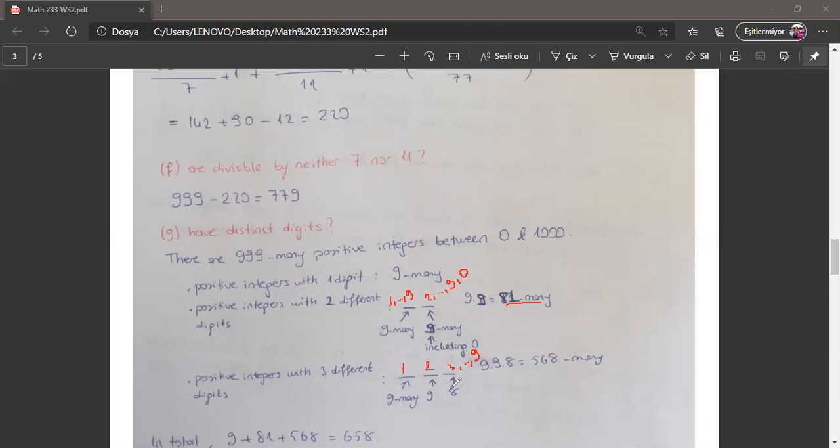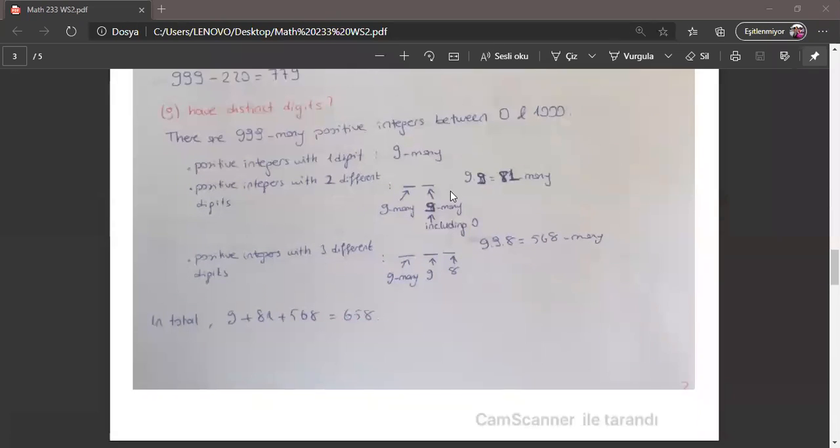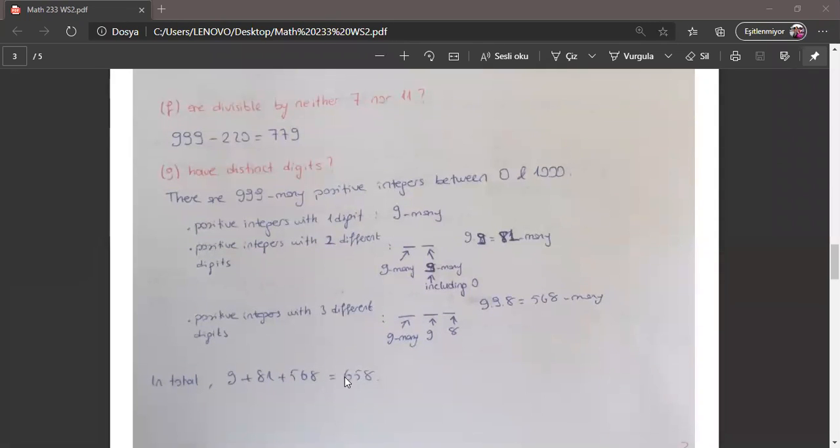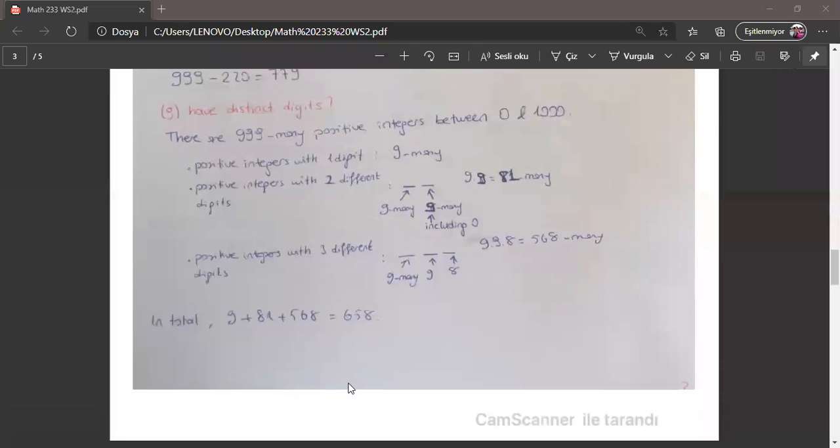So we have 8 many choices in here. So we have this many numbers now for this part. So if we add them, we get this value. Okay, we get this value, which is what we wanted to show, to find.